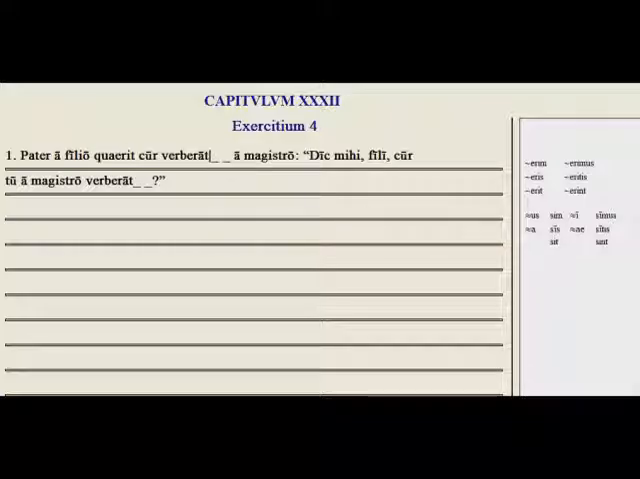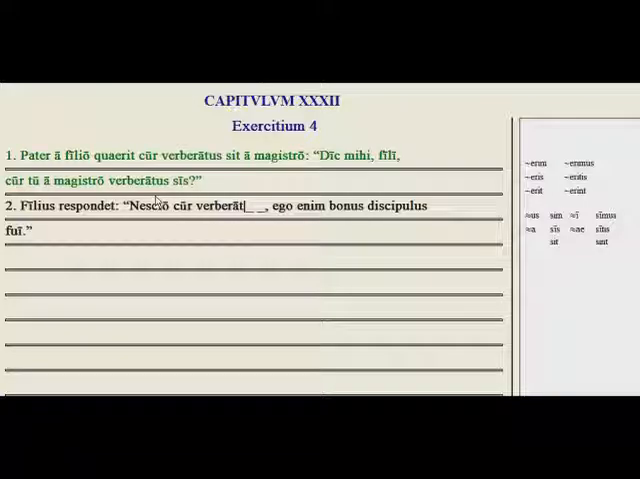So we're going to be third person. Why was he beaten? And so third person singular, verberatus sit. Why was he beaten by the teacher? And then here's the direct question. Tell me, son, why were you beaten by the teacher? And so here we get the form verberatus sis.